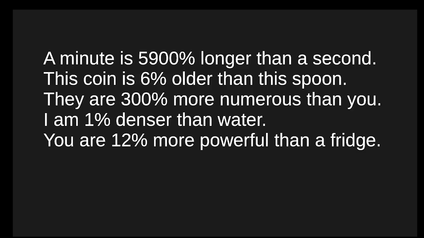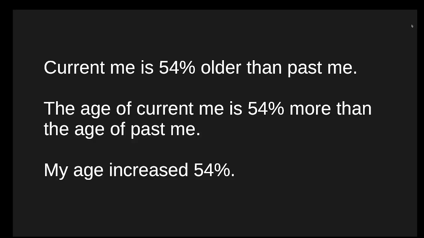You are 12% more powerful than a fridge. We can explain the same thing multiple ways. The next three sentences' meanings are about the same. Current me is 54% older than past me. The age of current me is 54% more than the age of past me.